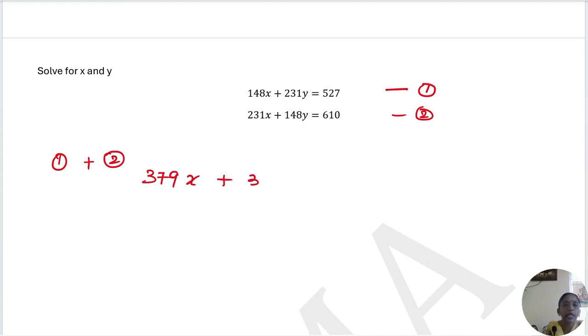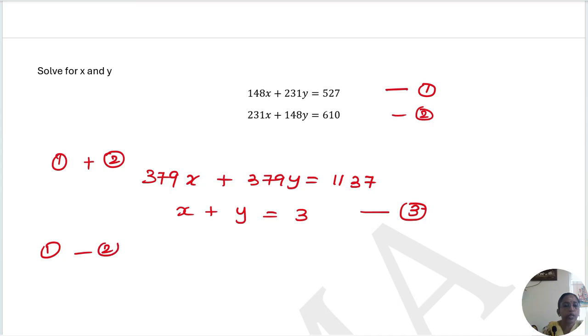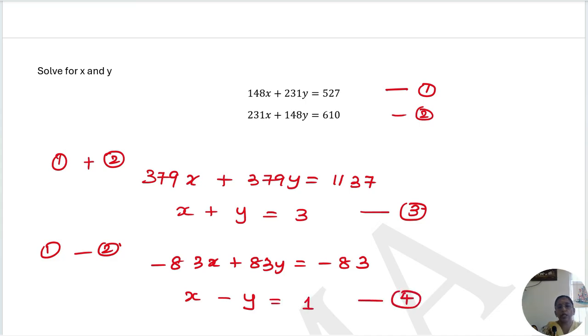379x plus 379y is equal to 1137. If I reduce my equation, this is x plus y is equal to 3. So this is our third equation. Now again subtract your equations. So you will get minus 83x plus 83y equal to minus 83. Again reduce your equation, then x minus y is equal to 1. So this is our equation number 4.